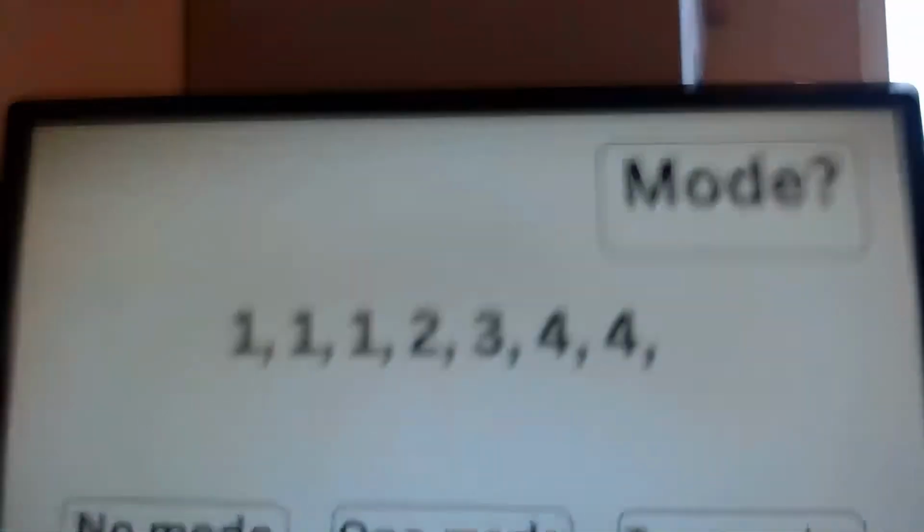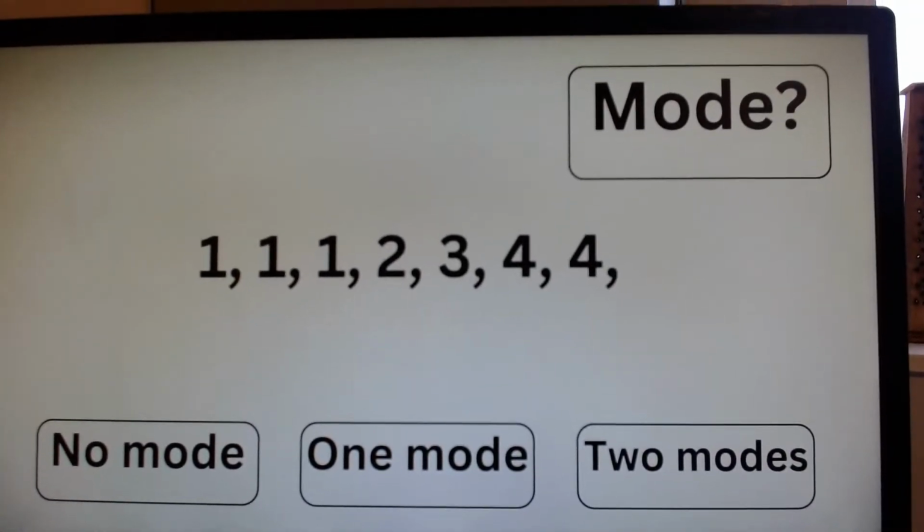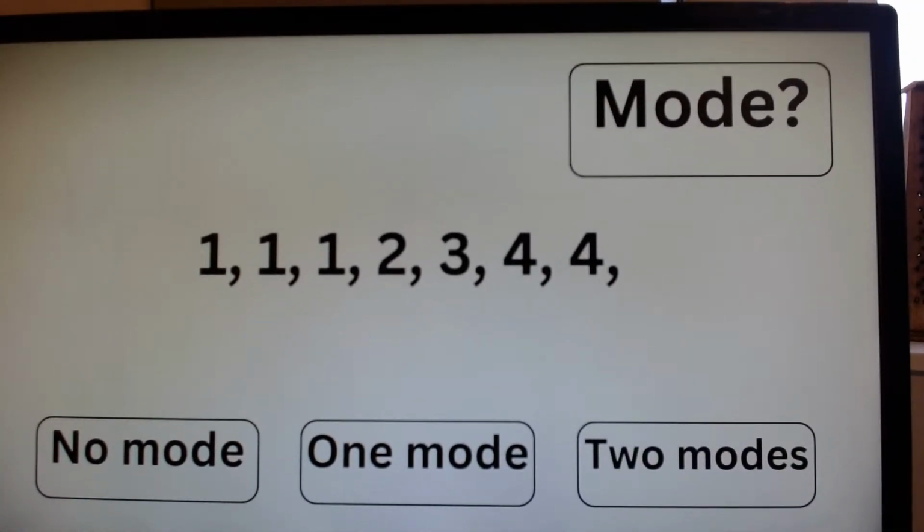Okay, right, let's have a look at this. So this one here, what is the mode? Your options are no mode, 1 mode, 2 modes. What do you think it is? And if you're answering 2, you should have 2 answers to go alongside it.